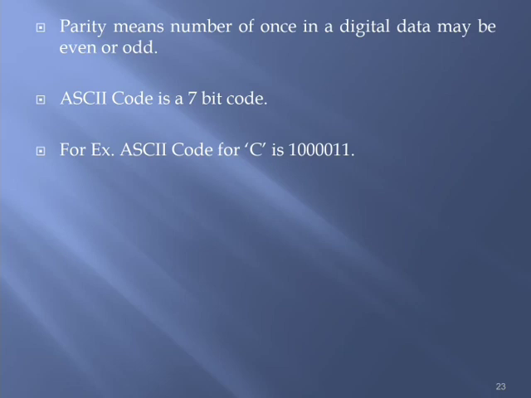ASCII code is a 7-bit code, and for example the ASCII code for capital C is 1000011. Since ASCII code is a 7-bit code, you can represent capital C with its ASCII code as 1, four zeros, two ones. So there are 3 ones in this. In the ASCII code of capital C, you have 3 ones. This 3 happens to be odd.